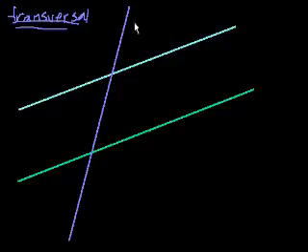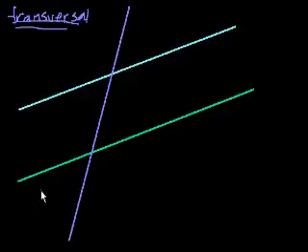But so we have a transversal that intersects the two parallel lines. And actually if it intersects one of them, it's going to intersect the other. And I'll let you think about that. There's no way that I can draw something that intersects one parallel line that doesn't intersect the other, as long as this line keeps going forever. And I think that might be pretty obvious to you. But what I want to do is explore the angles of a transversal.